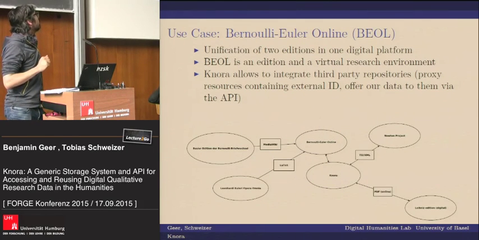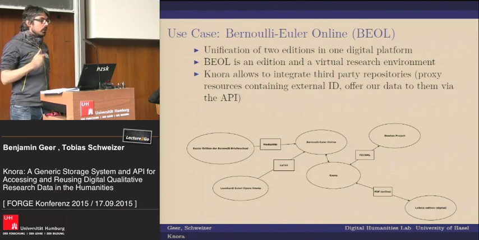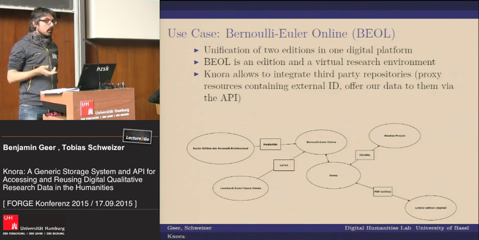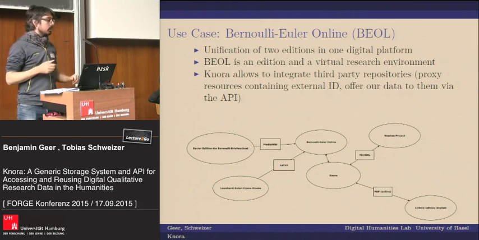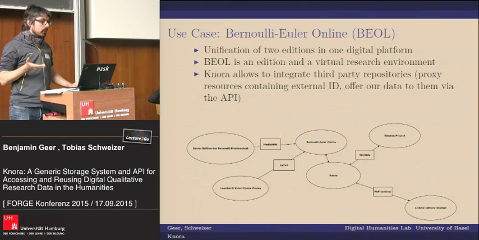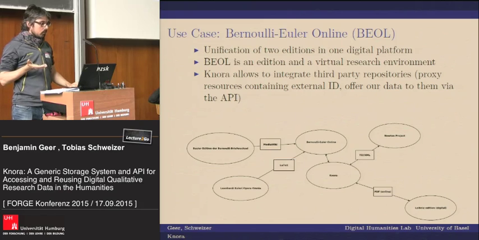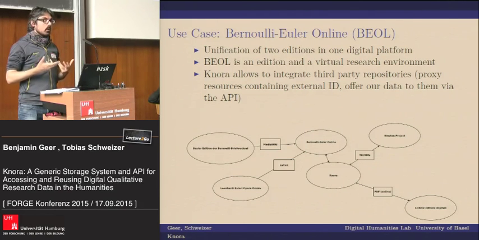Another example would be the Bernoulli-Euler online project, which aims at unifying two editions in one digital platform. One of those editions is already digital, the other one is printed, but the more recent volumes are available in LaTeX, so we could import it into the Knora environment. And the idea, as Ben explained for two other projects, is to create gateways to other edition projects that have thematically related material, such as the Newton project, which relies on TEI XML files, or the Leibniz archive, which has some of the printed volumes available as PDFs. And the idea is that we could make all of this available to the user to do their research.